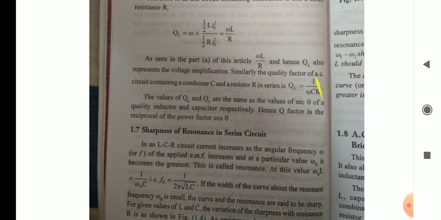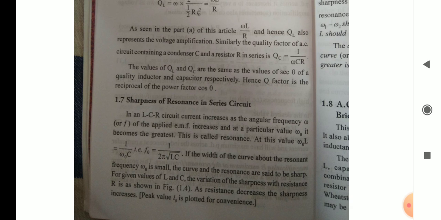Hence QL also represents the voltage amplification. Similarly, the quality factor of an AC circuit containing a condenser C and resistor R in series, QC, is equal to 1 divided by omega CR. The values of QL and QC are the same. Hence Q, the quality factor, is the reciprocal of the power factor cos theta.